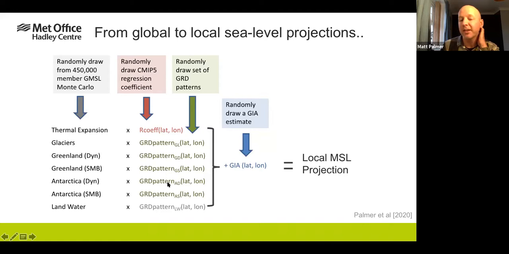uncertainty associated with the three different estimates is so small that essentially there's very little uncertainty associated with the GRD patterns for a given mass distribution. So this isn't a big contribution to uncertainty actually. And then the other thing we do is we randomly draw GIA estimates. You can see that we do this process many thousand times. And that gives us a distribution for a specific latitude longitude pair, which is really what we are generating projections for.